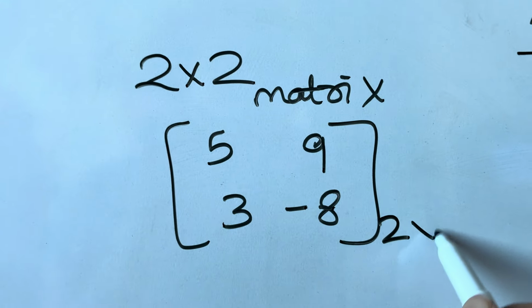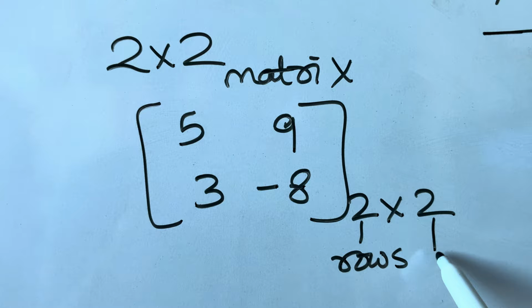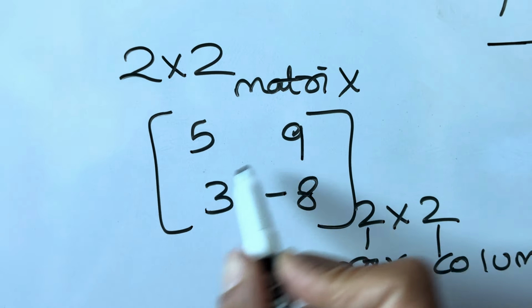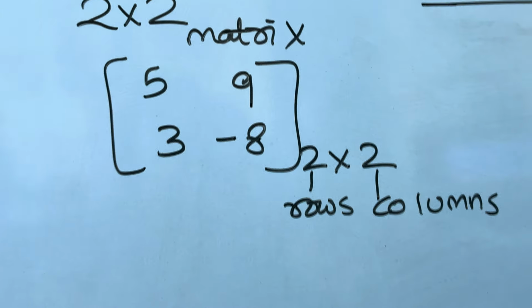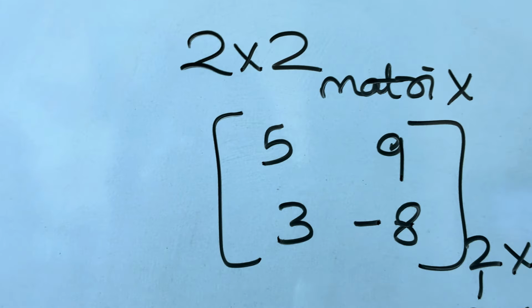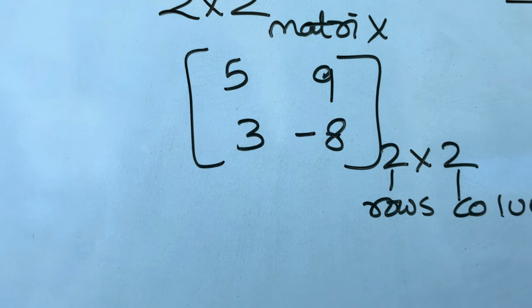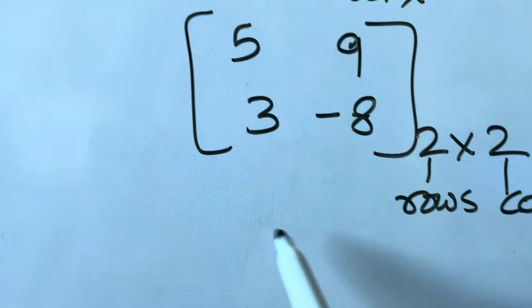So this is indicated as 2 rows and 2 columns. So it has 4 elements, which is 5 and 9 and 3 and minus 8. The rows would be 5 and 9, 3 and minus 8, and the columns would be 5 and 3, and 9 and minus 8. So let's start by finding the determinant of a matrix.